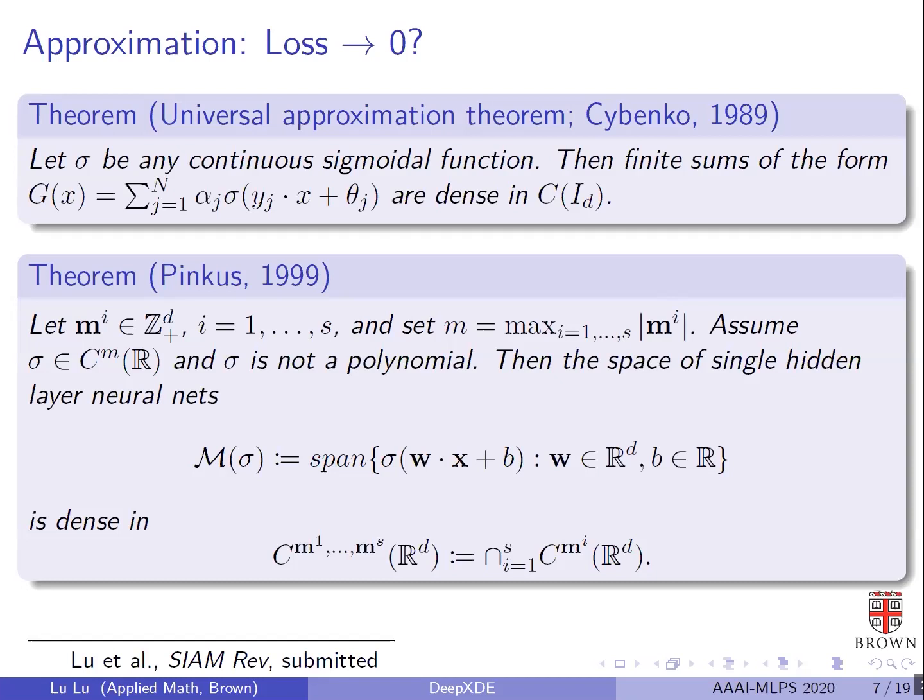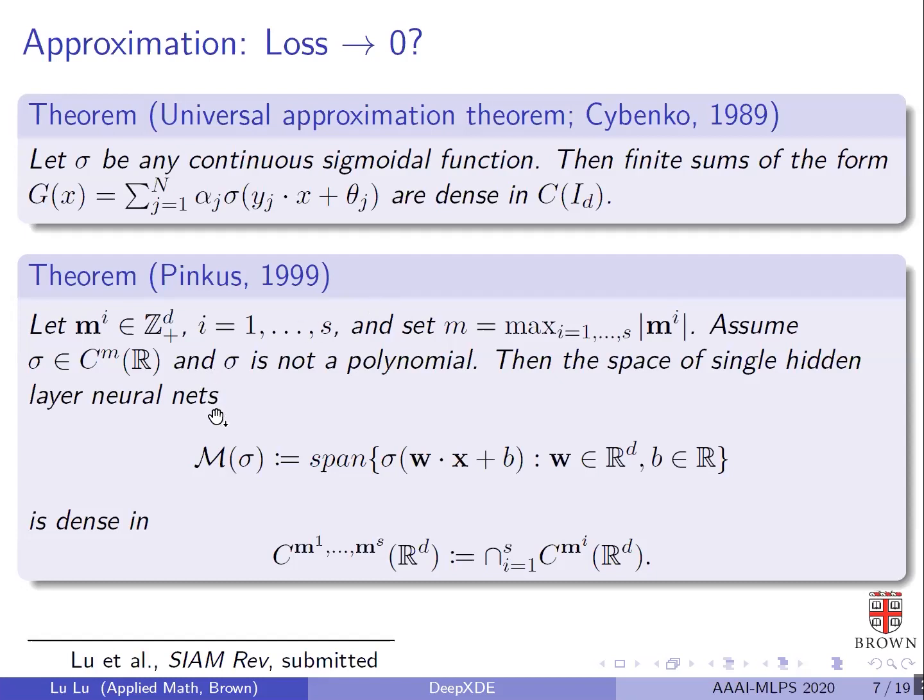Then the first question is whether, if we increase the network size, we can always find a network such that the loss function goes to 0, which means whether the loss function, including the derivatives of the network, can also go to 0. And this is true, which was proved by Pinkus in 1999.